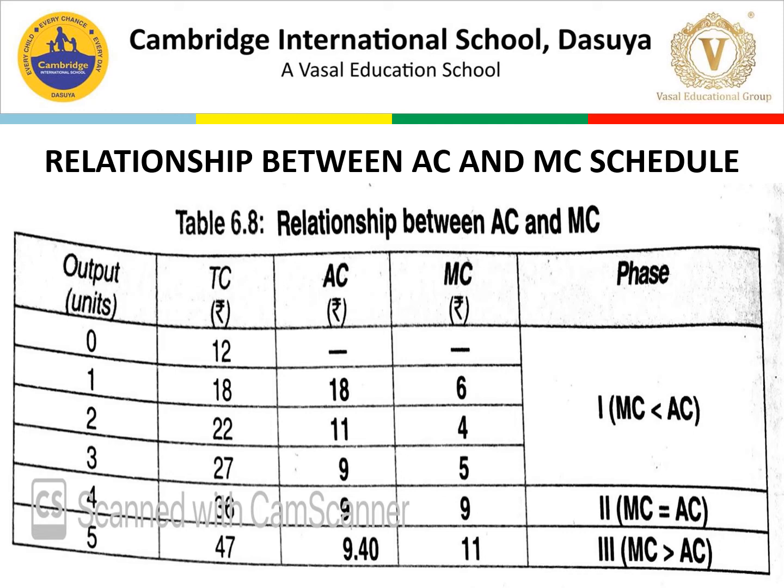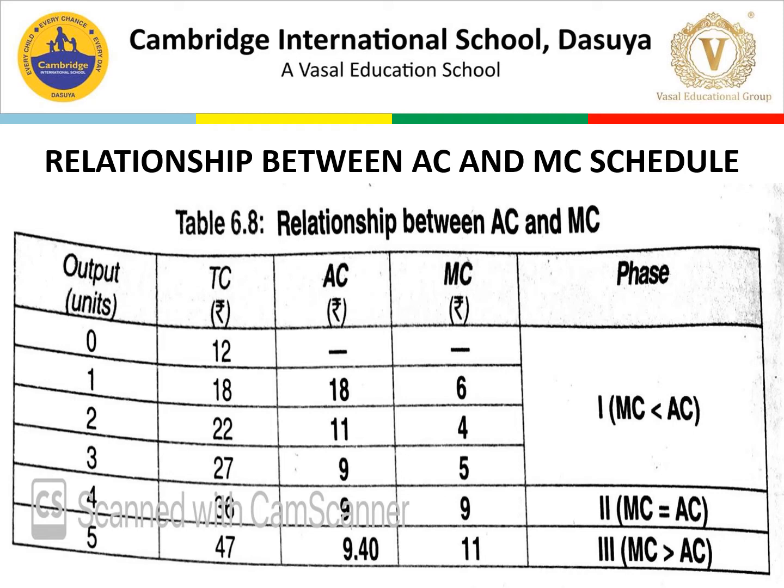Now 18 minus 12, it will be 6 for the first unit. Now then is 22 minus 18. It will be 4 for the second unit. Now 27 minus 22, it will be 5 for the next unit. Now 36 minus 27, it will be 9. So 9 for the next unit. Fine. Next is 47 minus 36, it will be 11. So this is how we are calculating.